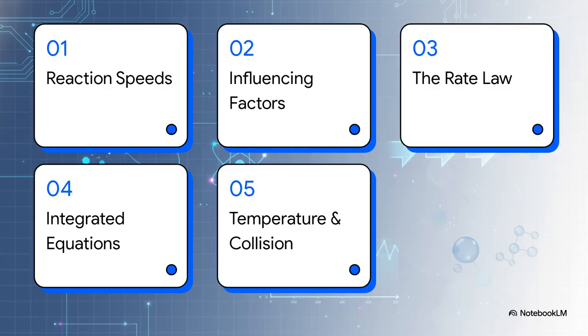Here's our roadmap for today, and it's perfectly clear. First, the speed of chemical reactions. Then the factors influencing reaction rate. After that, the rate law, followed by integrated rate equations. And finally, temperature and collision theory. Master these 5 steps, and you are going to be absolutely ready to confidently tackle your boards and competitive exams.